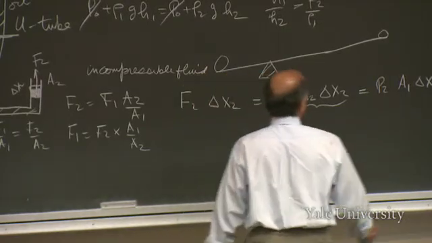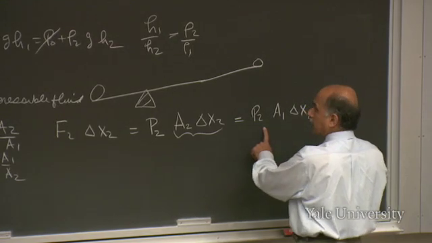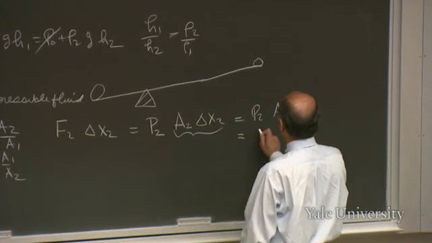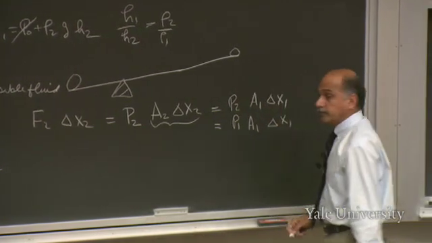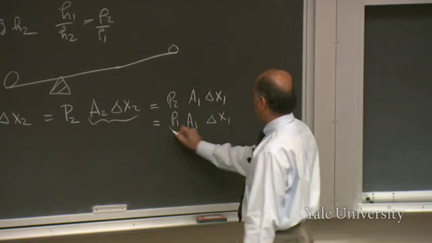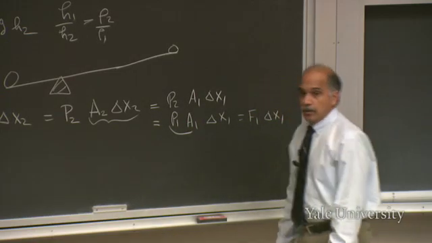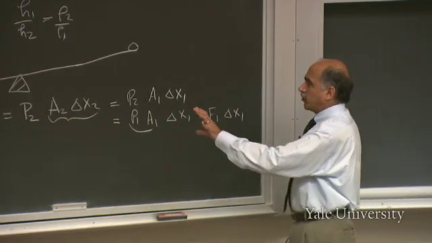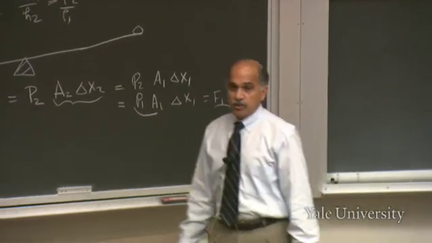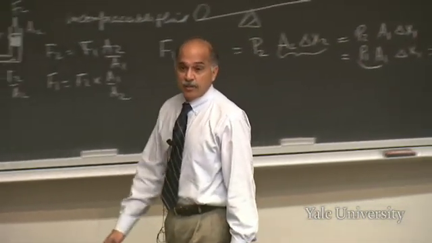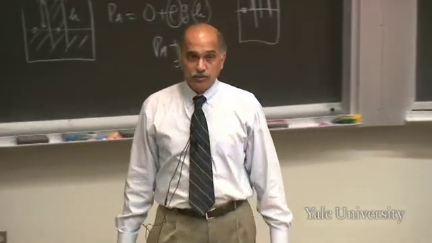Okay, but P2A1, I'm sorry, yes. Now let's write P2 is the same as P1. P1 times A1 is F1. So it just says that the force times distance on one side is the force times distance on the other side. That means the work you actually do is not amplified by the process. You cannot get more joules out of one side by any device. What you put in is what you'll get out.